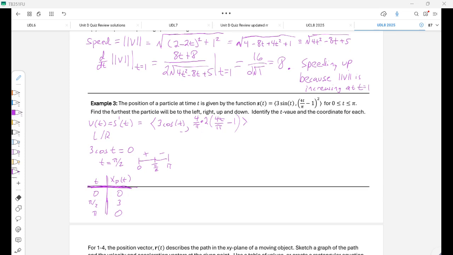Does that make sense? And that's completely independent of where it is vertically. We don't care about where it is vertically. Of course, the question did say, give me the coordinates, so we'll have to list that in our answer, but we should be good there. So let's see what we got. So furthest left at t equals 0 and t equals pi.